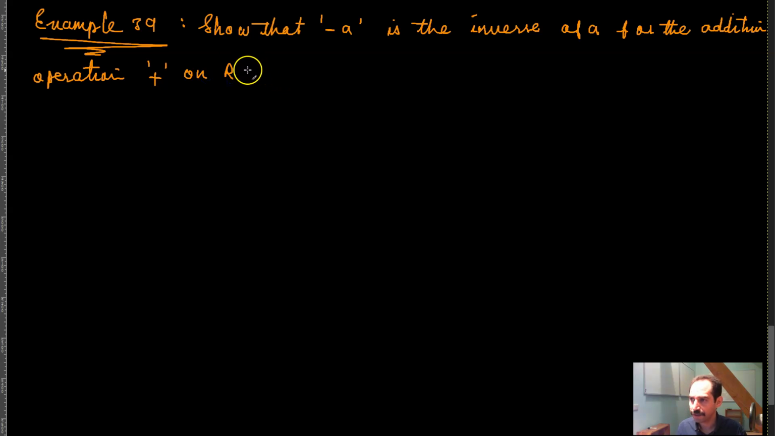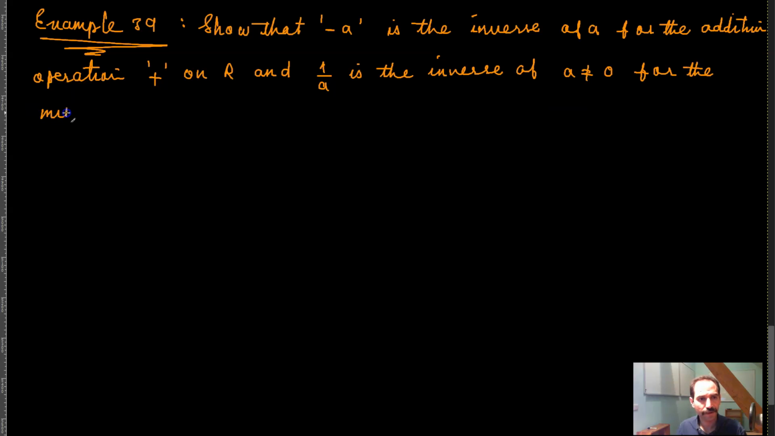and 1 divided by A is the inverse of A, with A not equal to 0, for the multiplication operation on R.